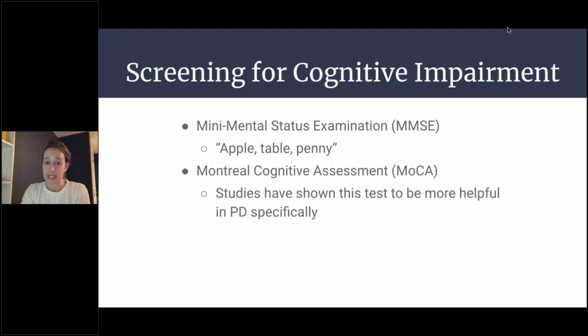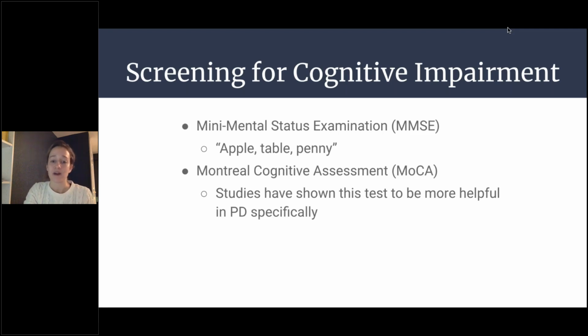So I mentioned that there are some screening tests that we do as neurologists to see, do we think this patient has some cognitive impairment that we can see on testing? And there are two that we use most often in the office that you may have heard of or seen. One is called the Mini Mental Status Exam. And that's when a doctor asks you questions like, I'm going to say these three words: apple, table, penny. I'm going to ask you again in 5 minutes to repeat those back to me.